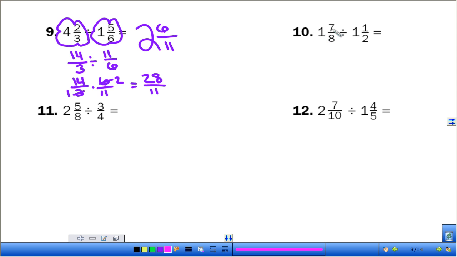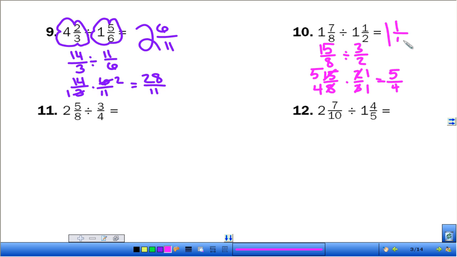Number 10. We get 8 plus 7 is 15 over 8, divided by 2 plus 1 is 3 over 2. And then we copy, we dot, we flip. And we cross simplify both of these. 2 goes into 2 once, 2 goes into 8 4 times. 3 goes into itself once, and 3 goes into 15 5 times. So we get 5 over 4. 4 goes into 5 once, with 1 left over. Denominator stays the same.